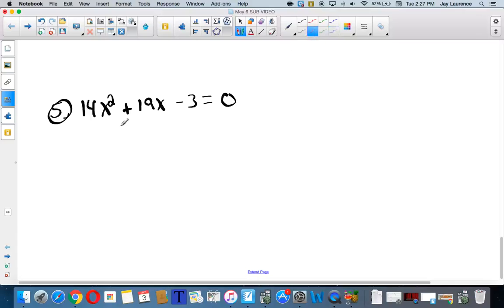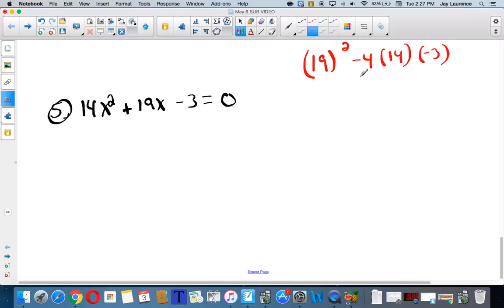Okay, so I don't have a perfect square trinomial. I'm going to go ahead and check the discriminant, make sure it's factorable. If it's not factorable, I'm going to have to use the quadratic formula. But if it is factorable, then I can factor it and solve it that way.